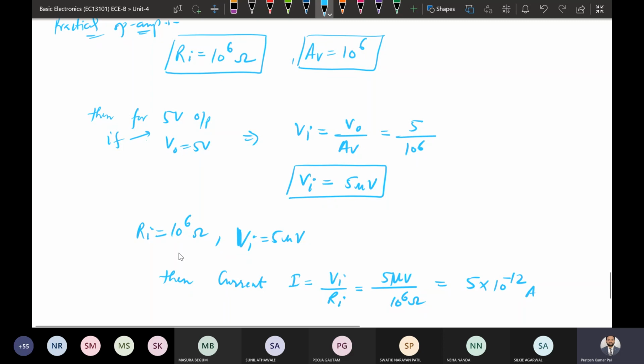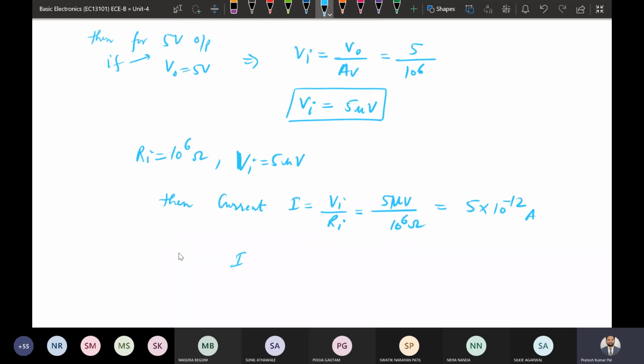So it is 5 into 10 power minus 12 ampere. From there we get that the current will be 5 picoampere. So I, that is the current, is 5 picoampere. It is nothing but equal to 0 ampere, because 5 picoampere is very small. That's why it is considered to be equal to 0. So even in the case of a practical operational amplifier, the current flowing through the two input terminals, V1 and V2, the inverting and non-inverting terminals, comes out to be 0.